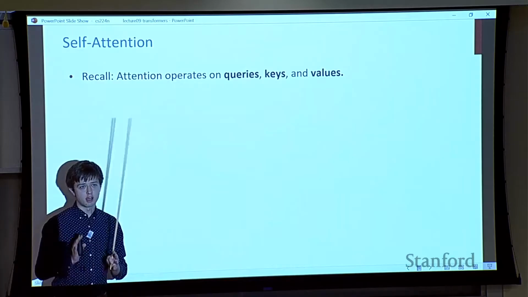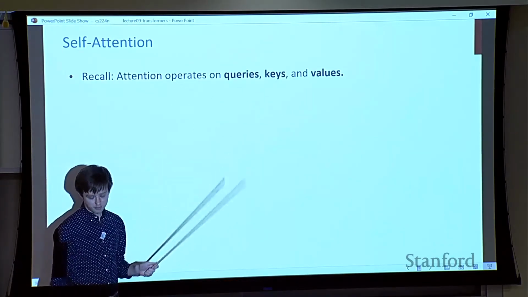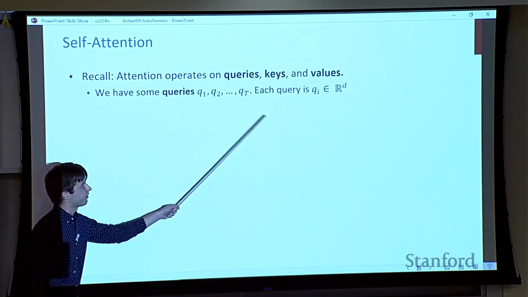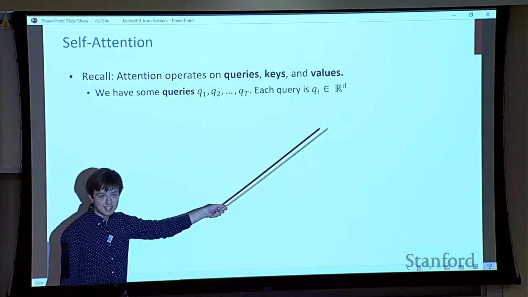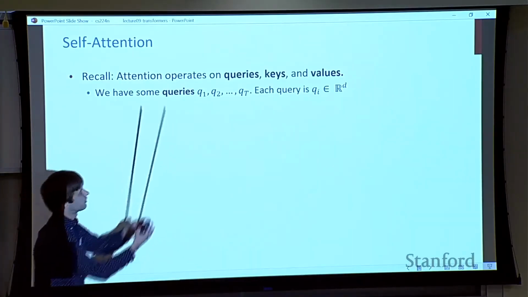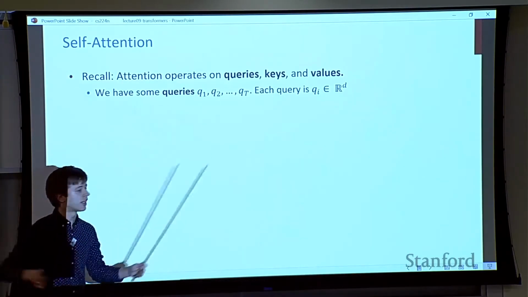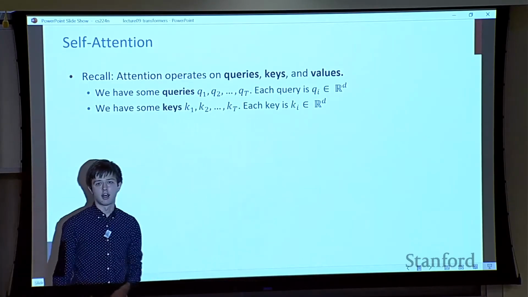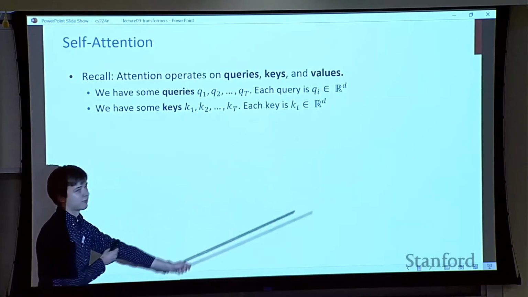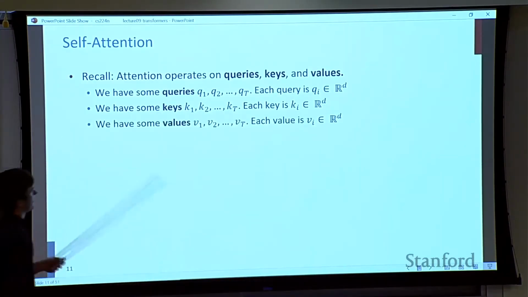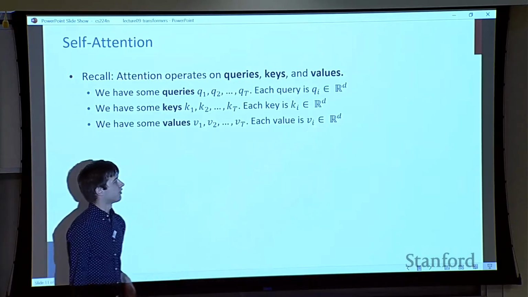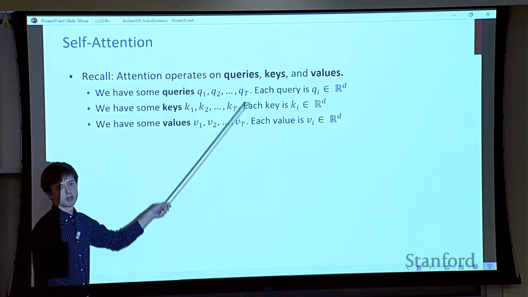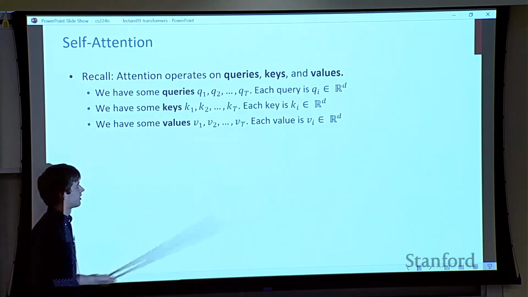So we're going to be talking all lecture today about queries, keys, and values. Our queries are going to be a set of T queries. Each query is a vector in dimension D. You can just think of them as those vectors right now, not worrying necessarily about where they came from. We have a set of keys, k1 to kT. Again, each vector k is in dimensionality D. And we have some values. Each value is also in dimensionality D. And for now, we're going to assume that we have the same number of all of them. That's not necessarily the case later.